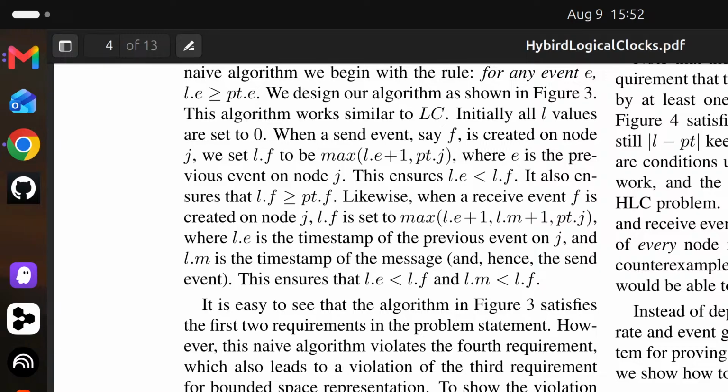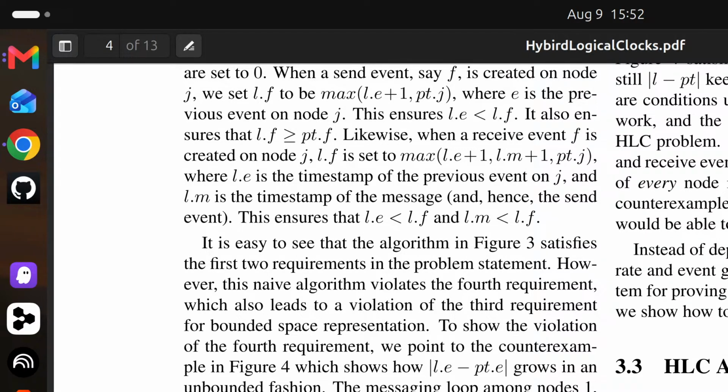This messaging loop among nodes 1, 2 and 3 can be repeated forever, and at each turn of the loop, the drift between logical clock and physical clock will keep growing. The root of the unbounded drift problem is that the naive algorithm uses L to maintain both the maximum of physical time value and the logical clock increments from the new events. This makes the clocks lose information. It becomes unclear if the new L value comes from PT.